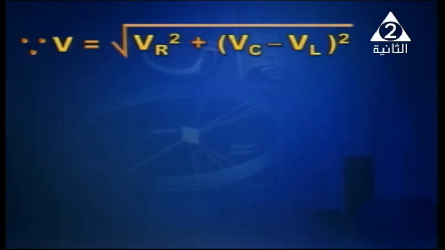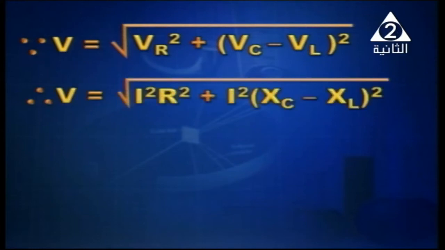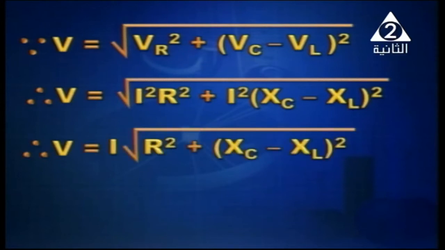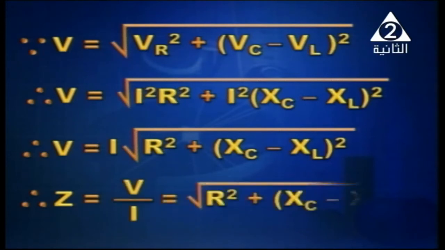Voltage is equal to the square root of VR squared plus, now we start with VC minus VL, all squared. So V is equal to the square root of I squared R squared plus I squared between two brackets XC minus XL squared. I is taken as a common factor. Square root of R squared plus (XC minus XL) all squared. So impedance equals V over I, and it is equal to the square root of R squared plus (XC minus XL) all squared.